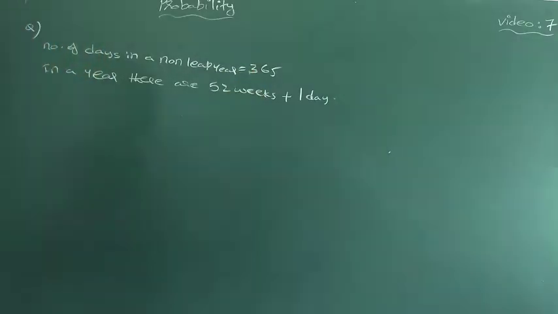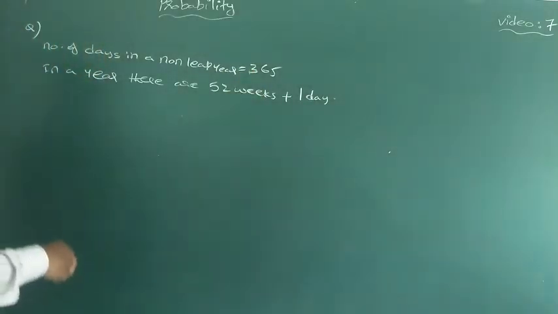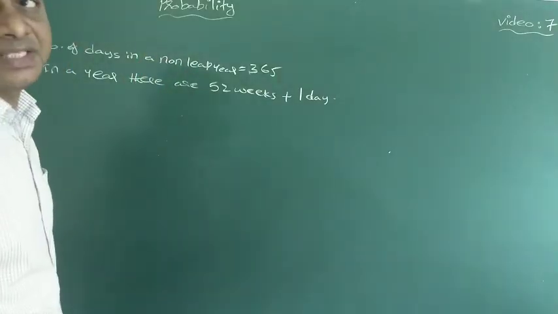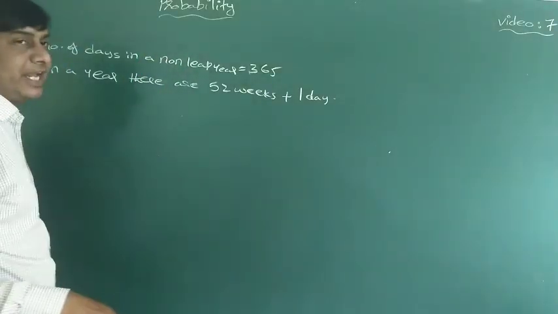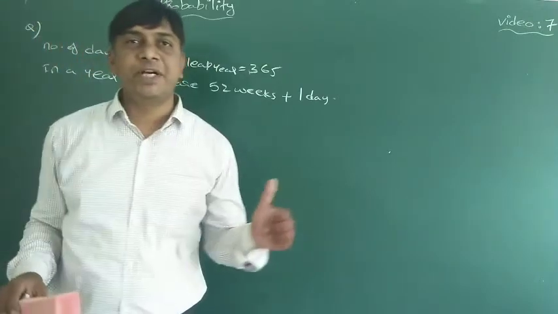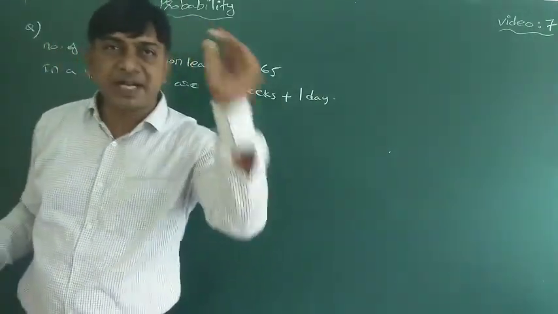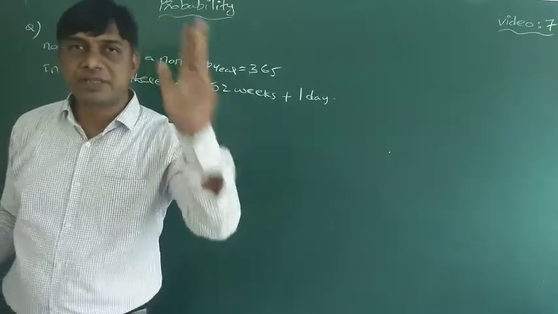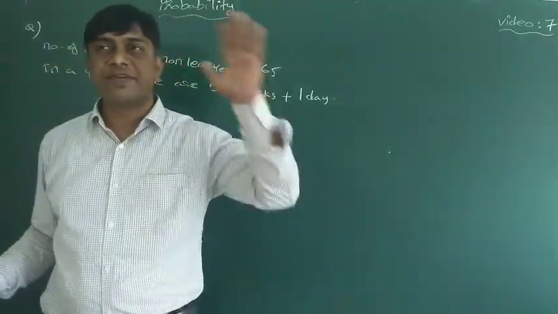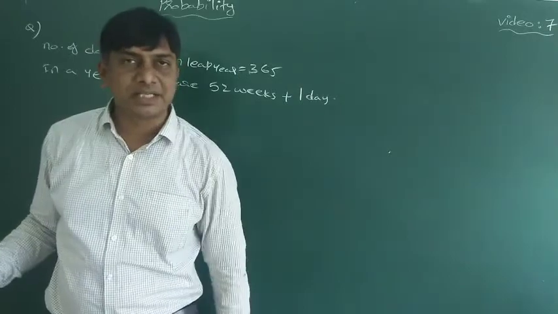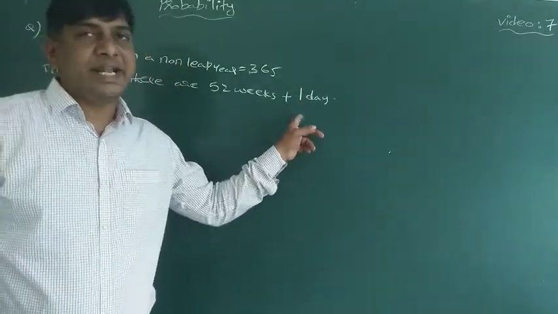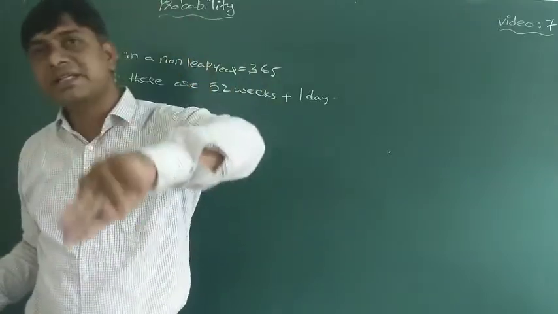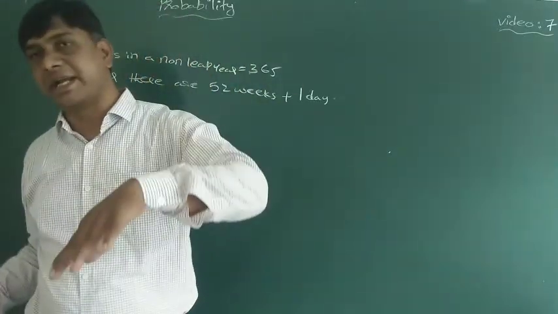The number of days in a non-leap year is 365 days. In a year, there are 52 weeks and 1 additional day. That means in 52 weeks, you get 52 Sundays, 52 Mondays, 52 Tuesdays, 52 Wednesdays, 52 Thursdays, 52 Fridays, and 52 Saturdays. This 1 additional day may be Sunday, Tuesday, Wednesday, Thursday, Friday, or Saturday.